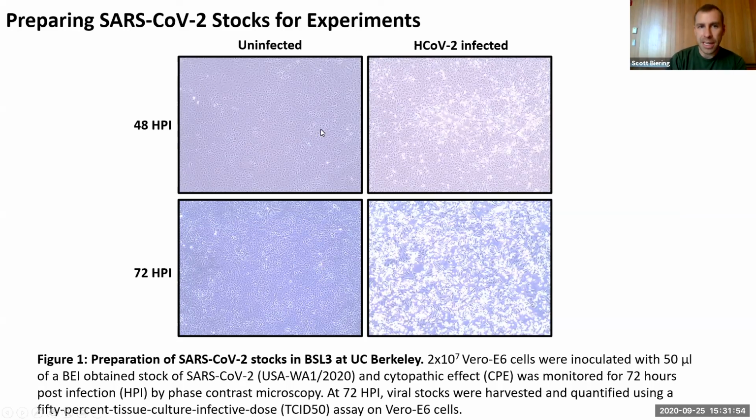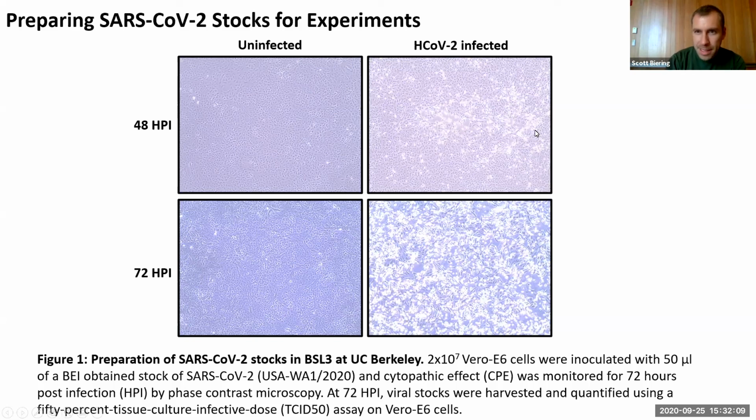So these are cells that I did not infect. You can see the borders between the cells. These are healthy cells. They're very happy. This is 48 hours after I infected it. But then in the infected cells that you can see here, you can see clearance.